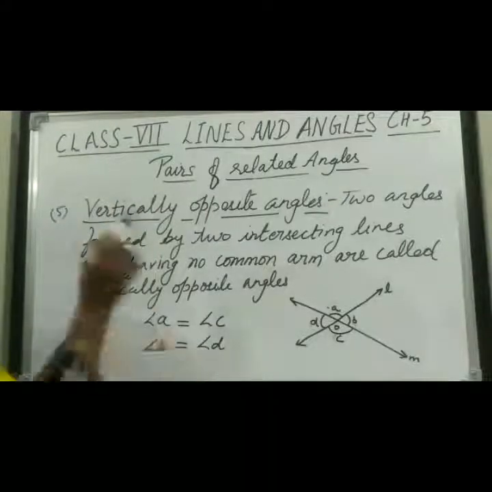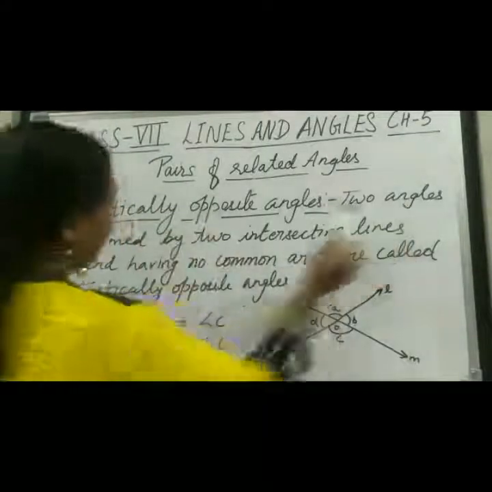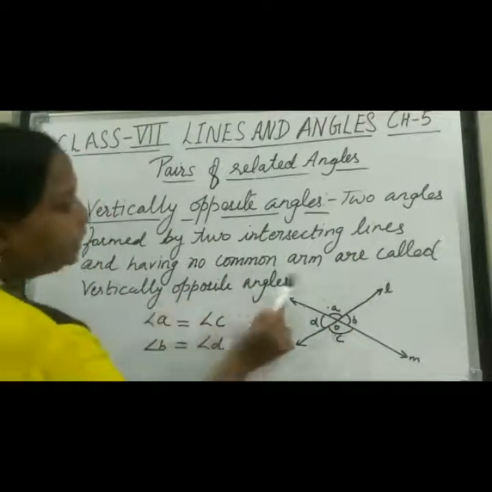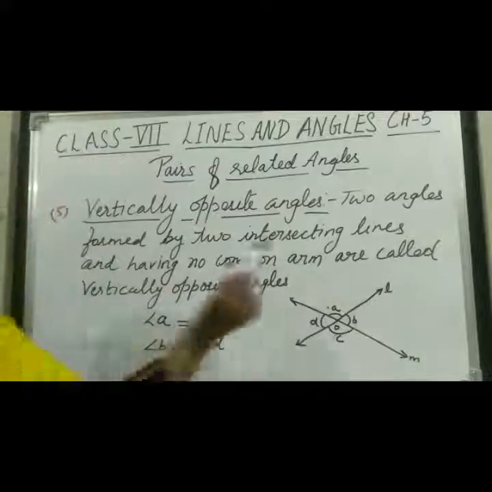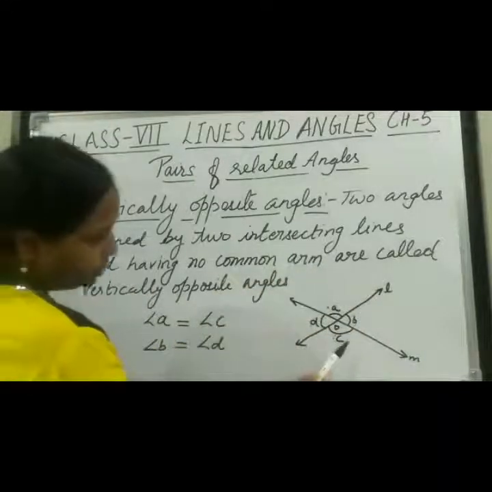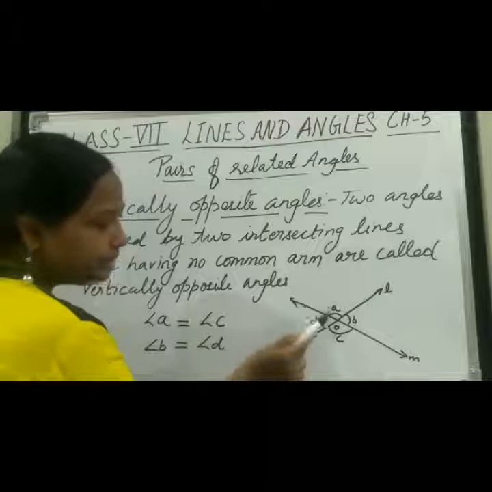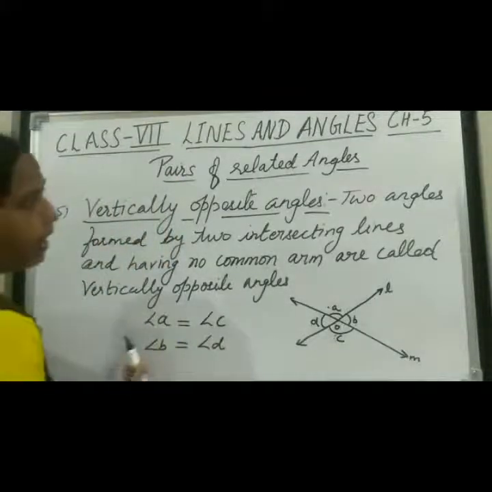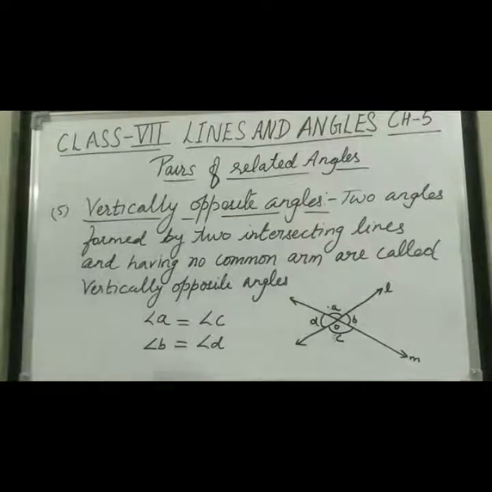Clear, everyone? So come to the definition here. Two angles formed by two intersecting lines and having no common arm are called vertically opposite angles, and the vertically opposite angles are always equal. I think this concept is clear to you.